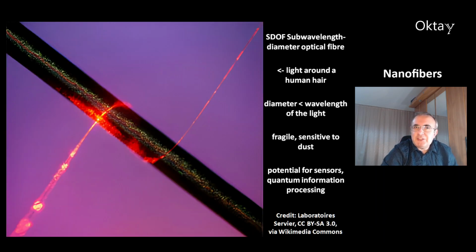This is a very impressive picture. This black in black is a human hair. You can see STOF, the sub-wavelength diameter optical fiber. Its diameter is smaller than the wavelengths of the light. This optical fiber is known to be very fragile and it is sensitive to dust, but it has a big potential for sensors and for quantum information processing.